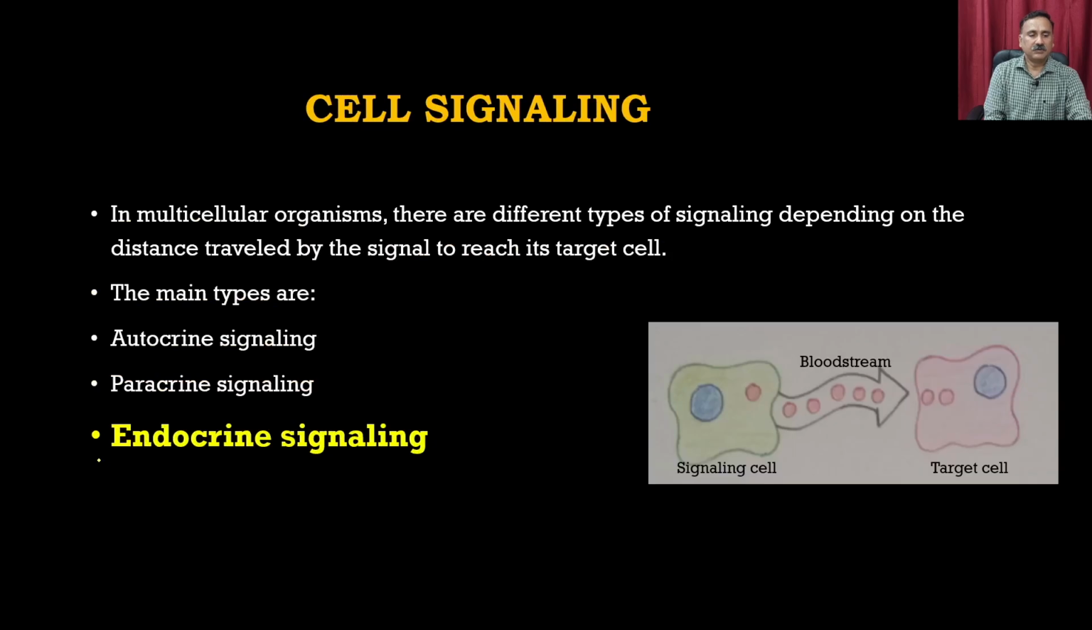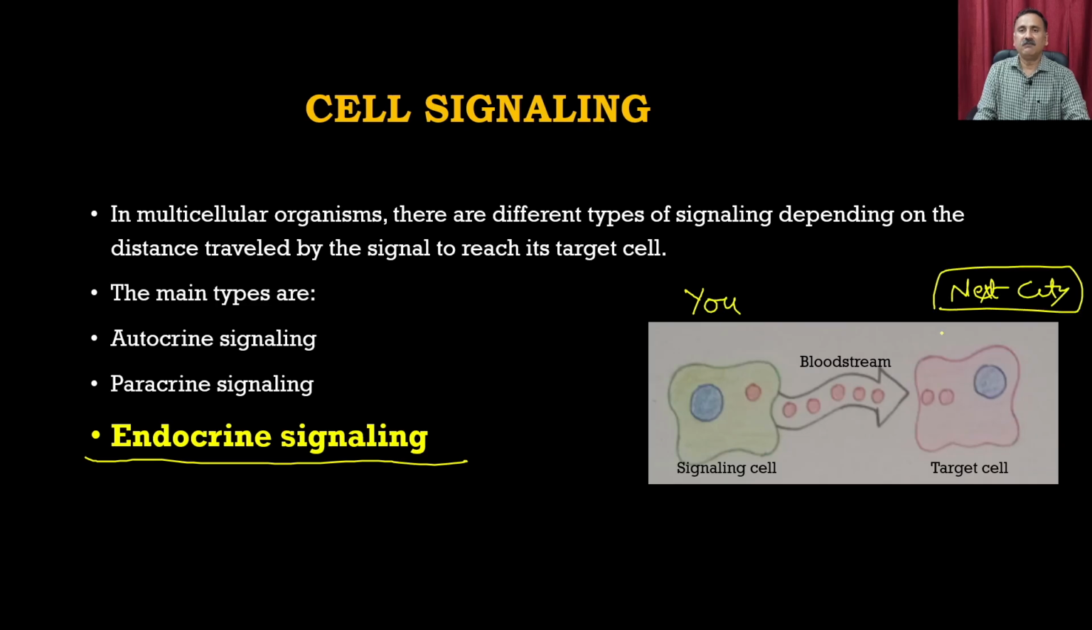Then we are coming back to the third one, and that is called endocrine signaling. So endocrine signaling means talking to your friend who is sitting in the next city, or very far away. So the signaling cell is secreting the ligands or signaling molecules. Then it goes through the bloodstream and reaches the target cell, which is very far away. For example, you are secreting a molecule from the brain, and then it is reaching the liver. That is endocrine signaling.